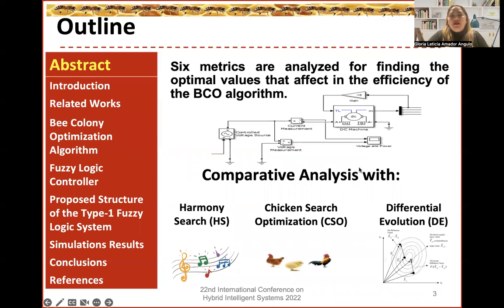These metrics are analyzed to find the optimal values that affect the efficiency of the BCO algorithm. The comparative analysis of the BCO algorithm is with harmony search, chicken search optimization, and differential evolution.